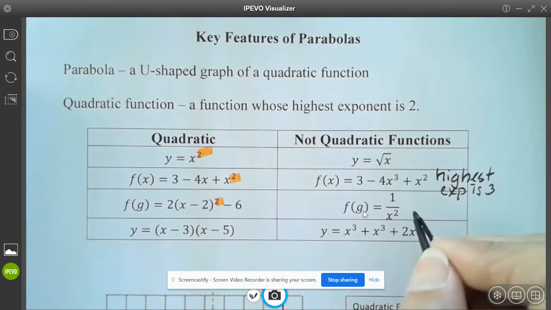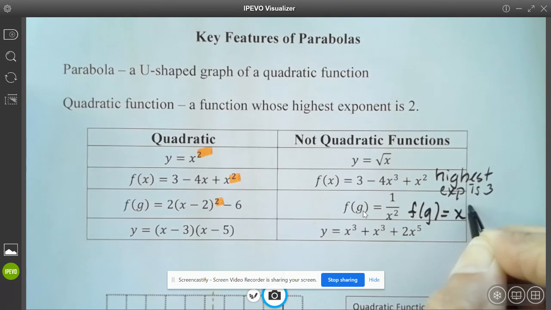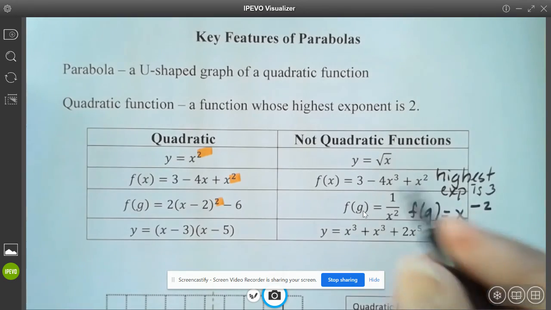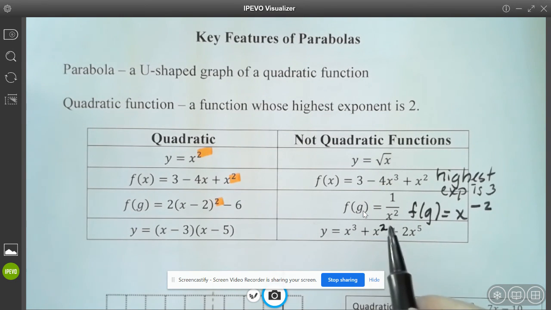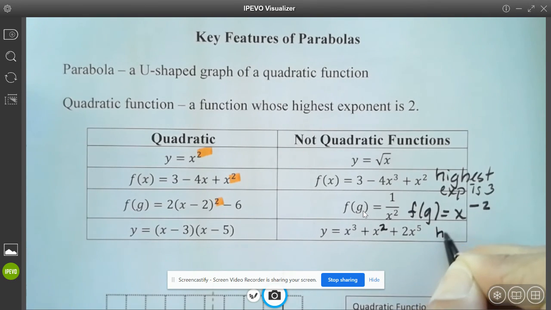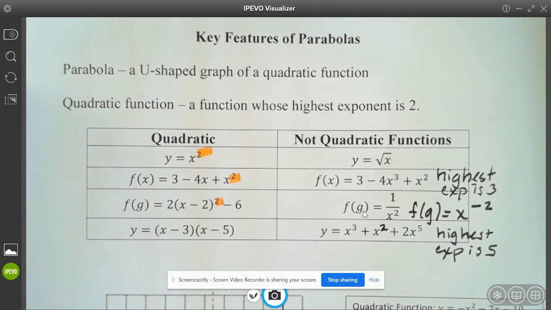Here you have a 2, but this is really written as something else. It's really written as x to the negative 2. Some of you may think that 2 and negative 2 are the same. They're not. Negative 2 is not 2, so this is also not quadratic. And this one here, just kind of silly, I made a mistake. I have a term with an exponent of 2, but I have a term with an exponent of 3 and 5. So this is also not quadratic, because here the highest exponent is 5. So this kind of summarizes what happened in the video you watched.